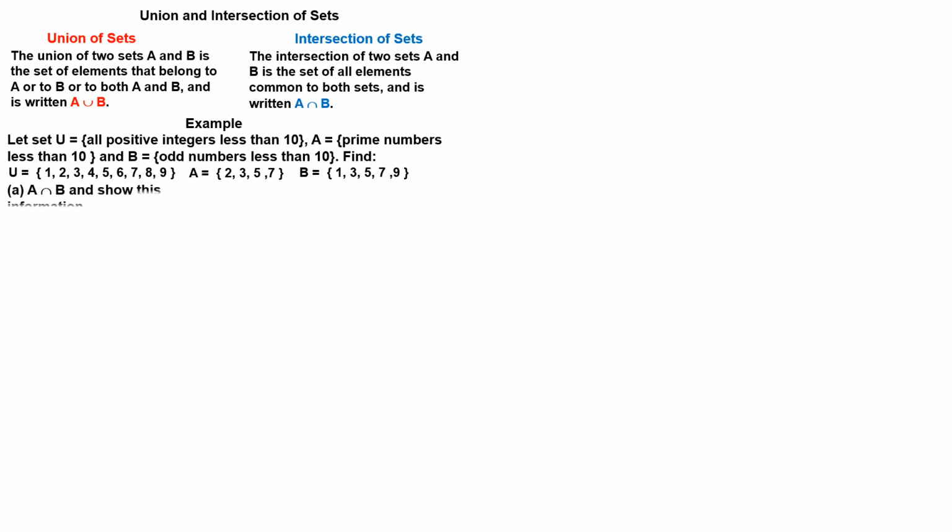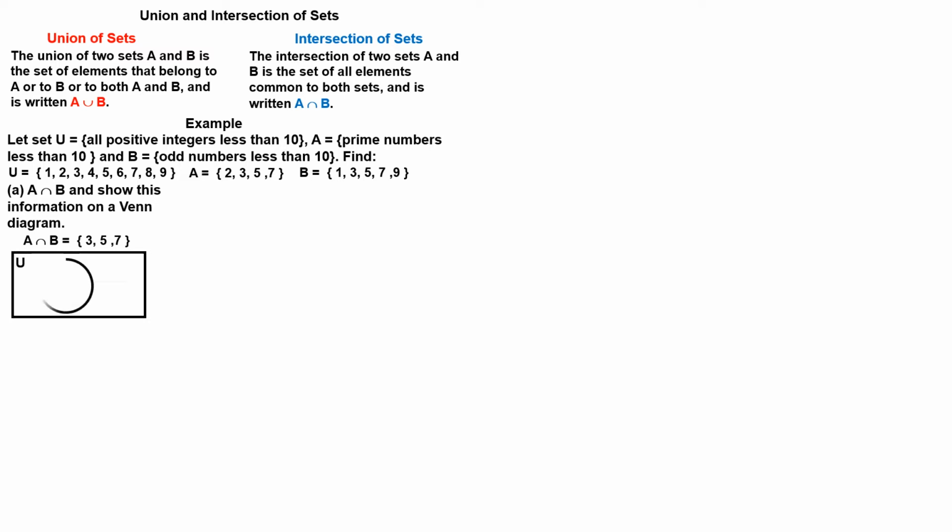Find A intersection B and show this information on a Venn diagram. Look at the sets A and B. We can see that three elements, namely 3, 5, and 7, are common to both sets. The elements common to both sets form the intersection of the two sets. Therefore, we can write the intersection as {3, 5, 7}.